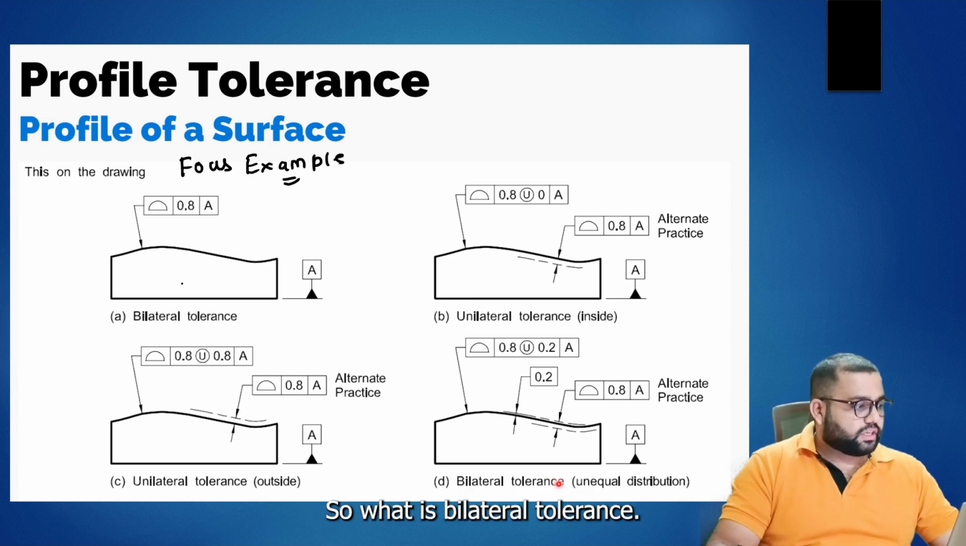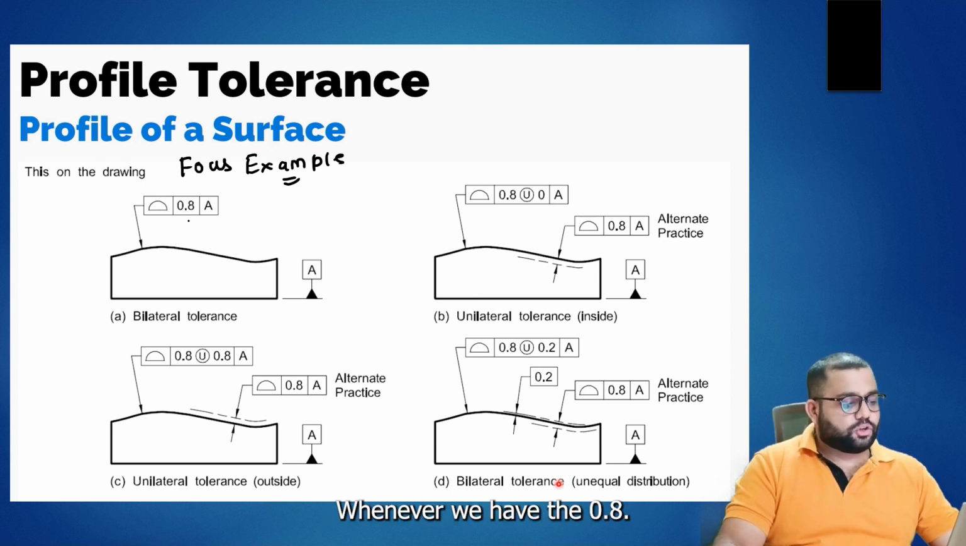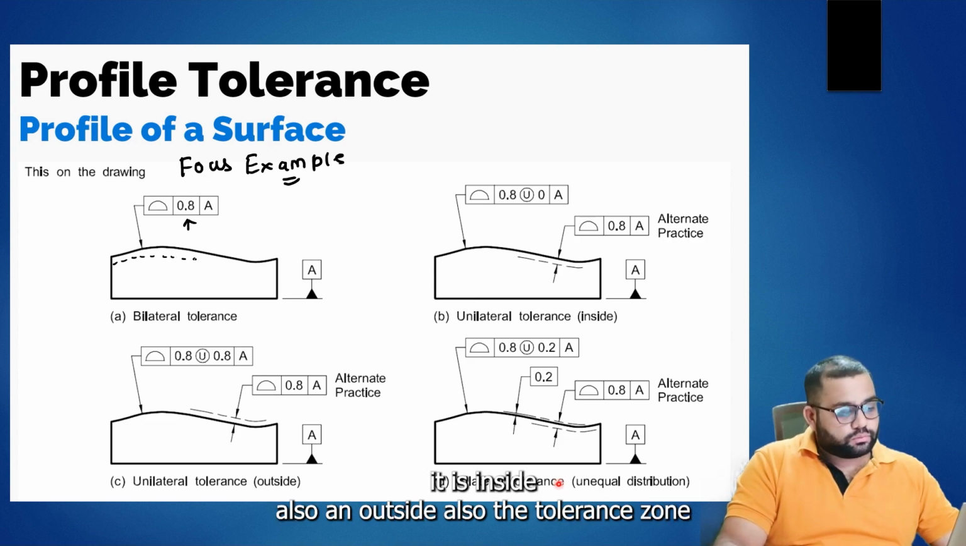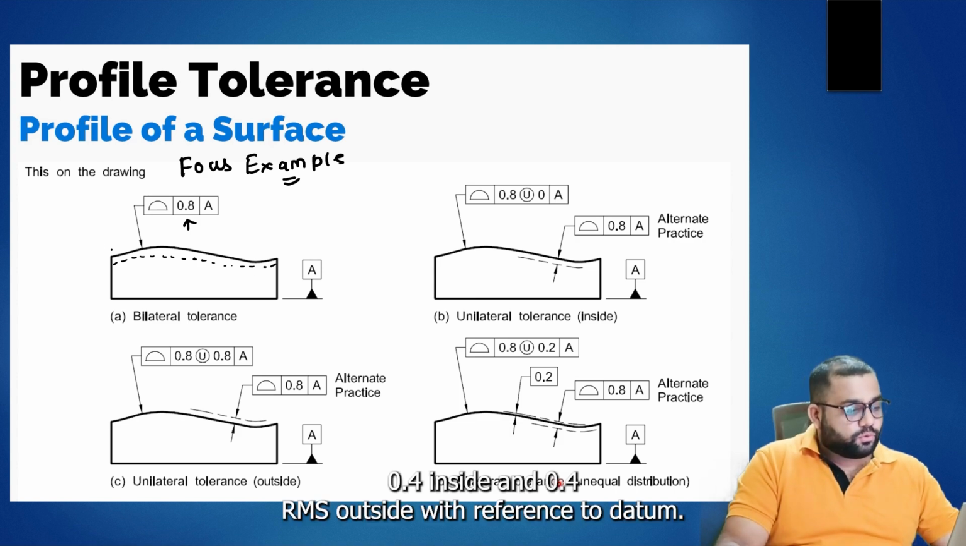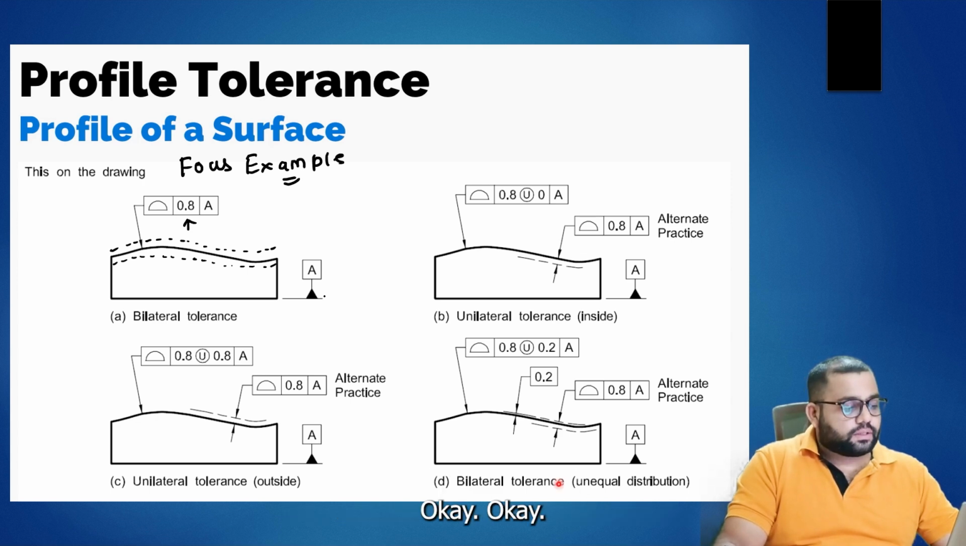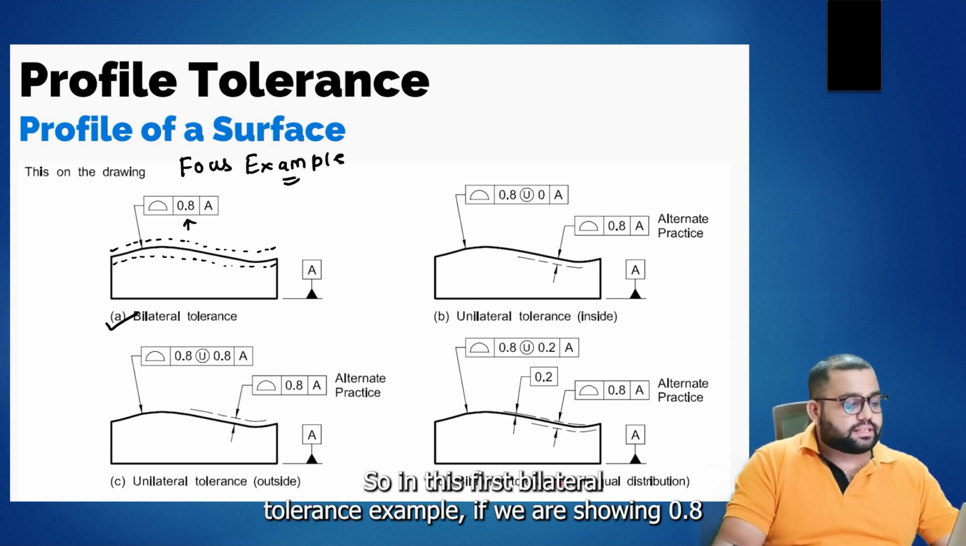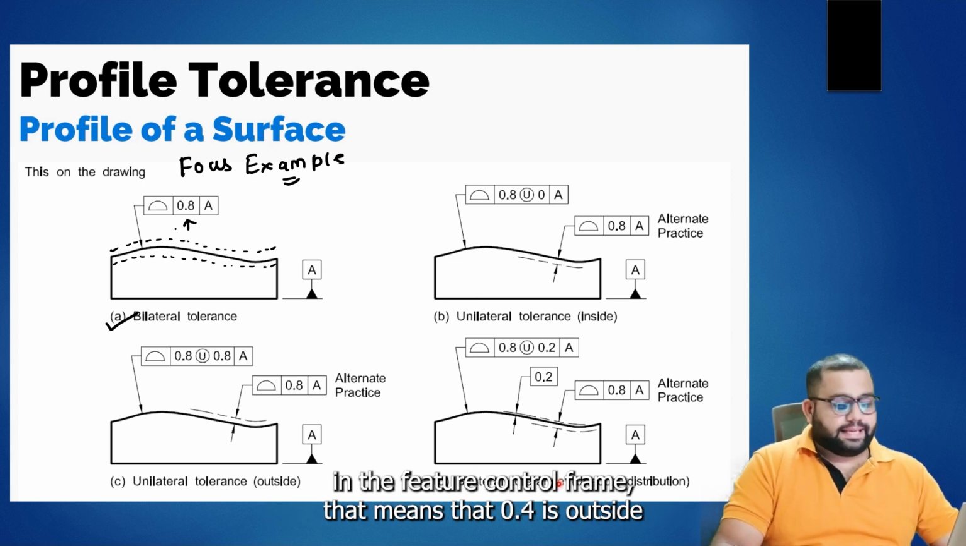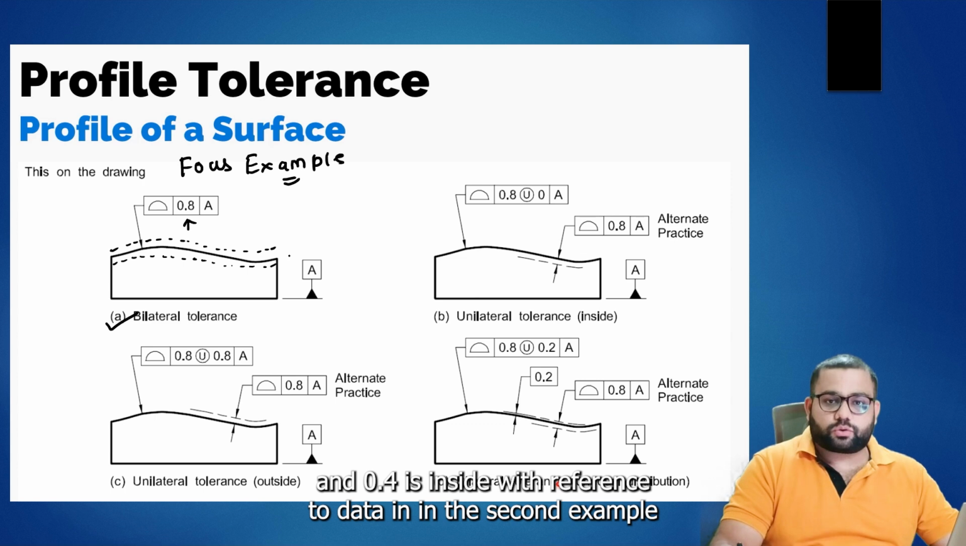So what is bilateral tolerance? Whenever we have 0.8 mm and we haven't shown any unilateral inside or outside, that means it is inside also and outside also. The tolerance zone 0.4 mm is inside and 0.4 mm is outside with reference to datum A. So in this first bilateral tolerance example, if we are showing 0.8 mm in the feature control frame, that means 0.4 mm is outside and 0.4 mm is inside with reference to datum A.